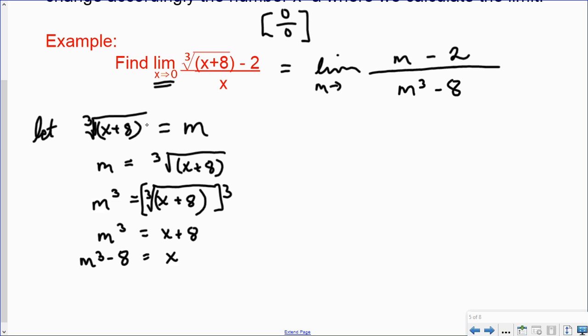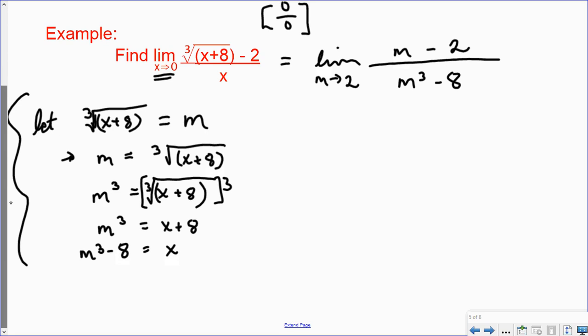Well, that looks difficult to do, but it really isn't. You just go back to your little work over here and pick one of the equations, and let x equal 0. Let's pick this one here, because I have m equals. If I let x equal 0 in this equation, 0 plus 8 is 8, and the third root of 8 is 2, so m would equal 2. That's the corresponding statement when I change the variable in my limit.